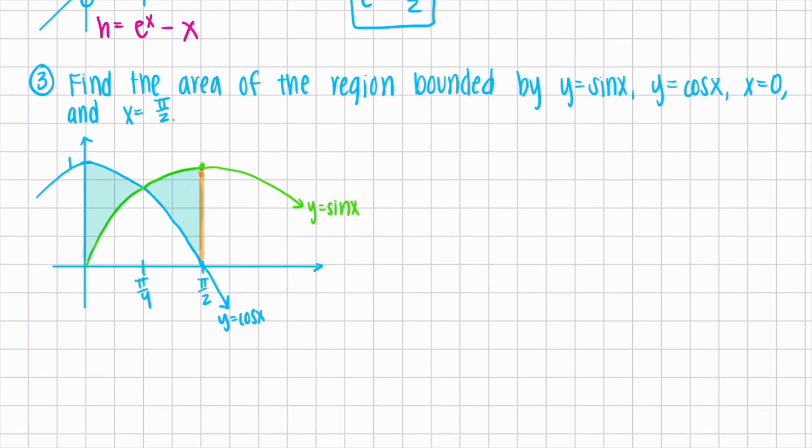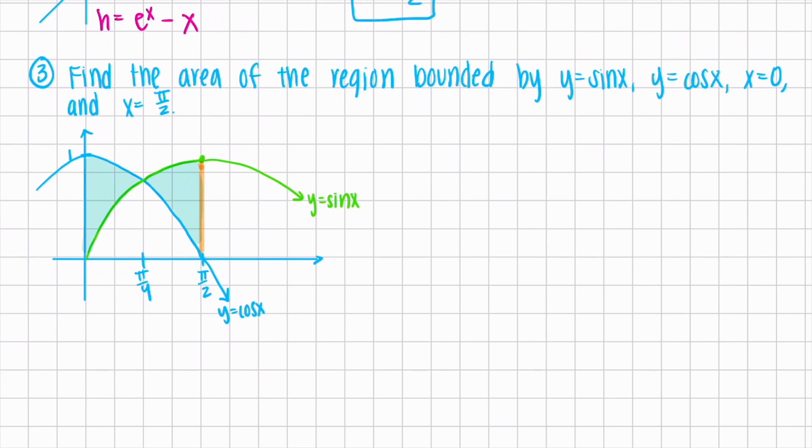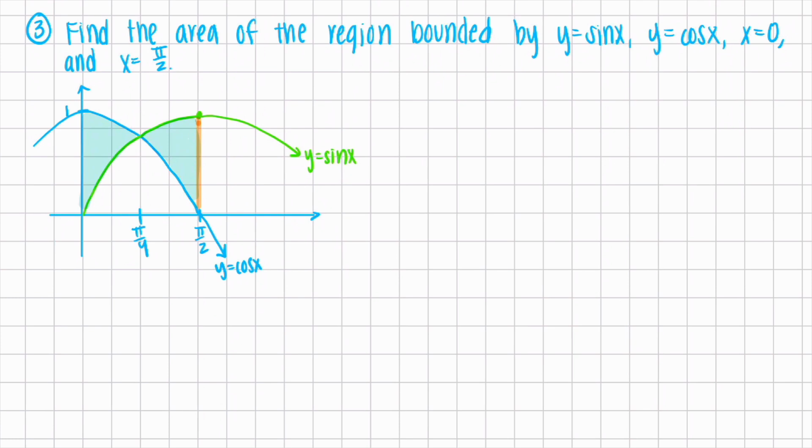The third example gets a little bit more complicated, so let's talk about it. Number 3 says find the area of the region bounded by y equals sine of x, y equals cosine of x, x equals 0, and x equals pi over 2. So I've gone ahead and graphed this for us, and I want you to notice, if I'm thinking what is my top function, what is my bottom function, from 0 to pi over 4, your top function is y equals cosine of x, and your bottom function is sine of x. But that changes after x equals pi over 4. Your top and your bottom functions switch.